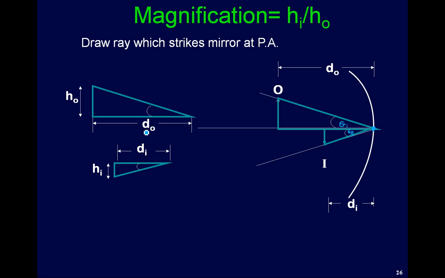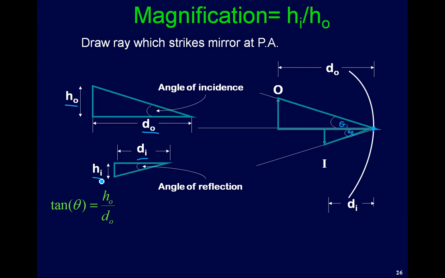Now we're going to define distance DO to be the distance to the object, and distance DI to be the distance to the image. And then distance HO to be the height of the object, and distance HI to be the height of the image. Now these are similar triangles, so we can set up tangent theta equals HO over DO, and that should equal negative HI over DI.